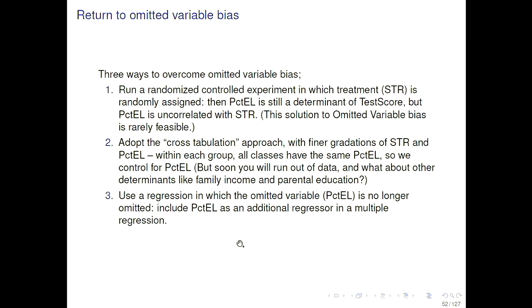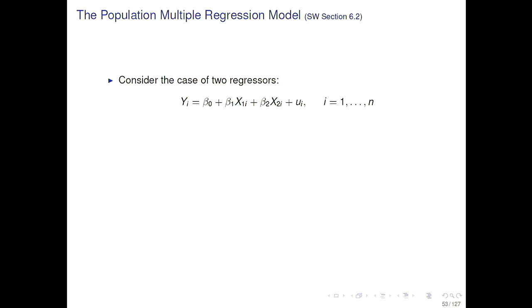And the last one, we can use a regression where the omitted variable is no longer omitted. So go out and collect data on this omitted variable. In this example, that is the percentage of English learners. So once you collect this additional information, then just include it as an additional regressor in a multiple regression. This is the last solution.